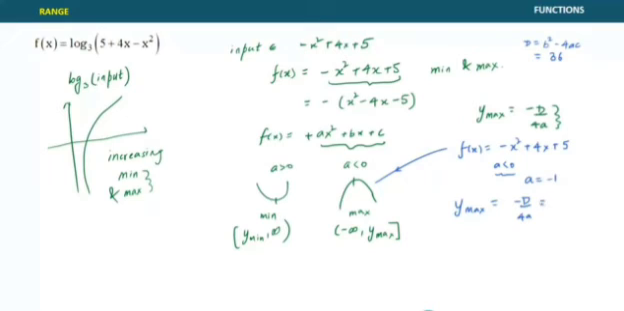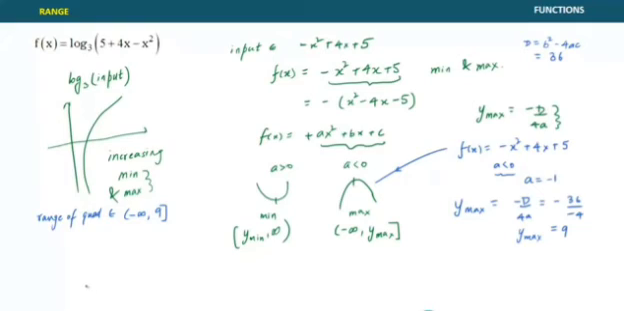So what is the value that we can obtain here? It is minus 36 by minus 4. This comes out to be 9. So y max you will get is 9. So what is the range of the quadratic? For the range of the quadratic, it belongs from minus infinity to 9.